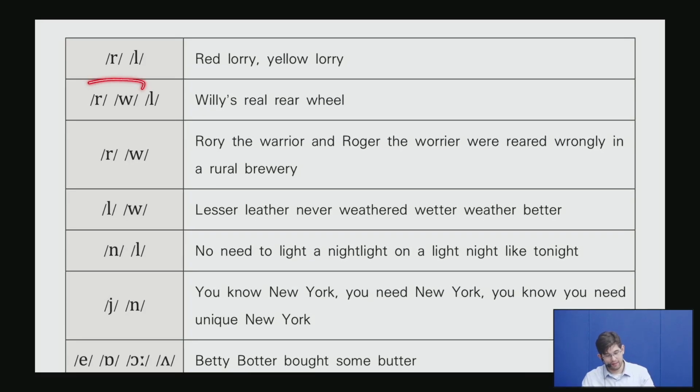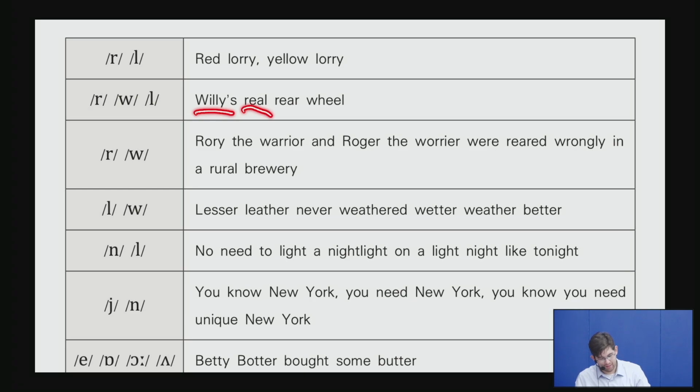Next up is W mixed in with R and L, another sound that gets commonly mixed. So we have Willie's, real, rear, wheel. Again, sounds that are very close together in my mouth, in your mouth, and we have to make sure that we use the air in our speech to get them clearly. So here we go. Willie's wheel. Let me even try again. I made a mistake that time.